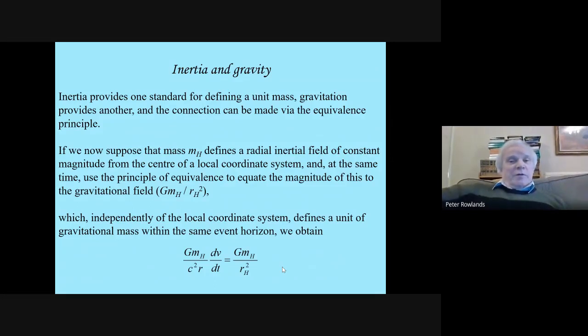And we can make the connection via the equivalence principle. So we suppose the mass mh defines a radial inertial field of constant magnitude from the center of a local coordinate system. And at the same time, we're going to use the principle of equivalence to equate the magnitude of this to the gravitational field G mh over rh squared. And this, independently of the local coordinate system, defines a unit of gravitational mass within the same event horizon. So effectively, we're defining a unit of gravitational mass to be equal to a unit of inertial mass within the Hubble radius event horizon. So we can equate those two equations.